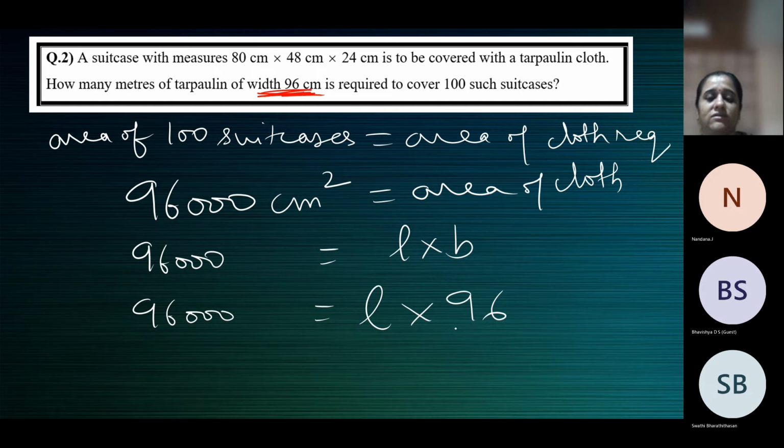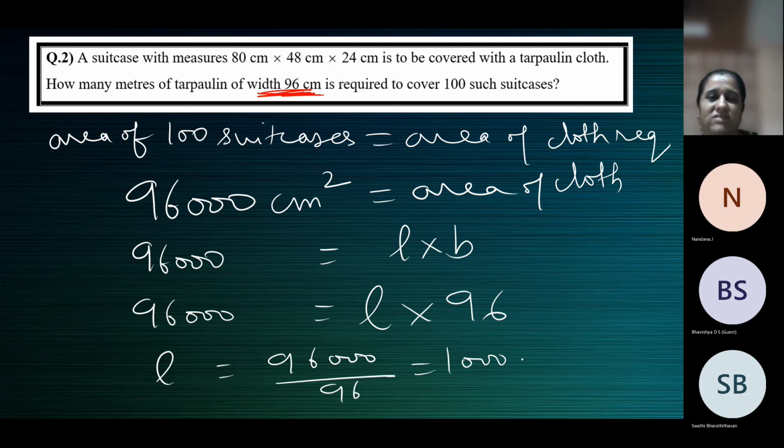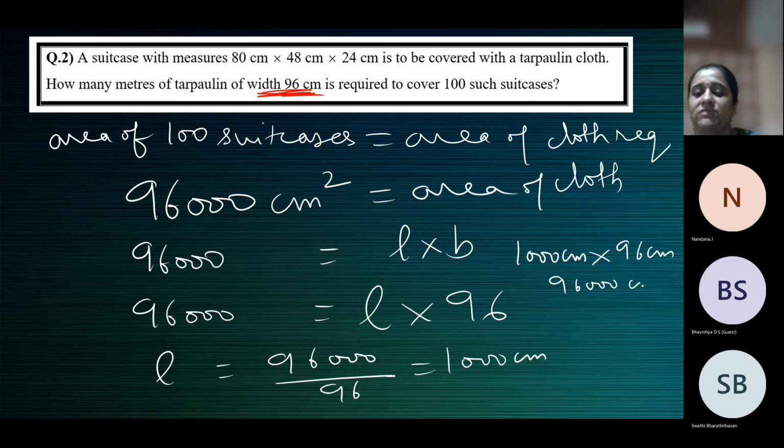So the length of tarpaulin you have to buy is 96,000 divided by 96, which is 1000 centimeters. Just for this example, 1000 centimeters. If you buy the tarpaulin of length 1000 centimeters, it already has a breadth of 96 centimeters. So length into breadth is area. So you will get an area of 96,000 centimeters square.